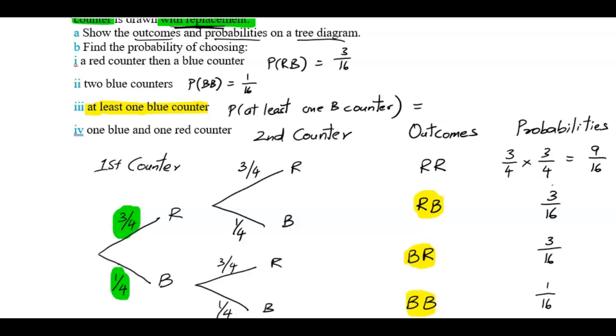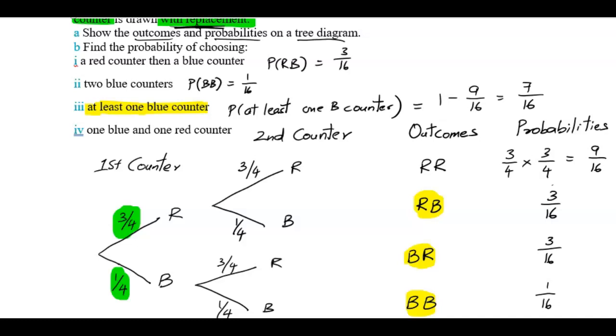Or we can simply use the complement. At least 1 blue counter, what's the opposite to that? That's no blue counters. So that's going to be the same as 1 minus 9 out of 16, which is also going to give you the same answer, which is 7 out of 16. So in this particular case, there were only 3 options for us, so we could basically go 3 on 16 plus 3 on 16 plus 1 on 16, giving us 7 on 16. Or we could use the complement, which is 1 minus 9 on 16, which is the probability of no blue counters. Okay, so that gives us that particular question.